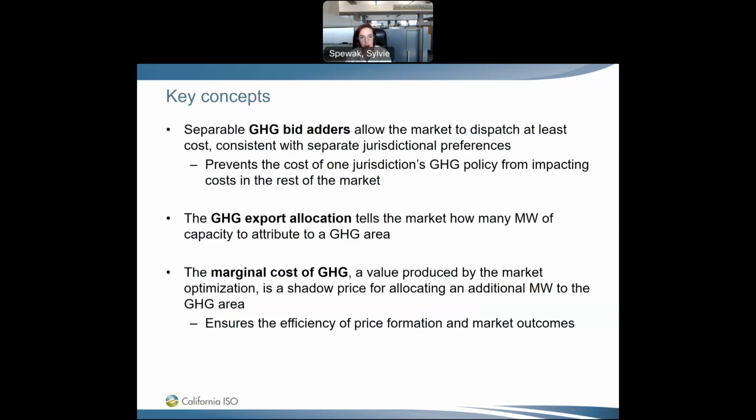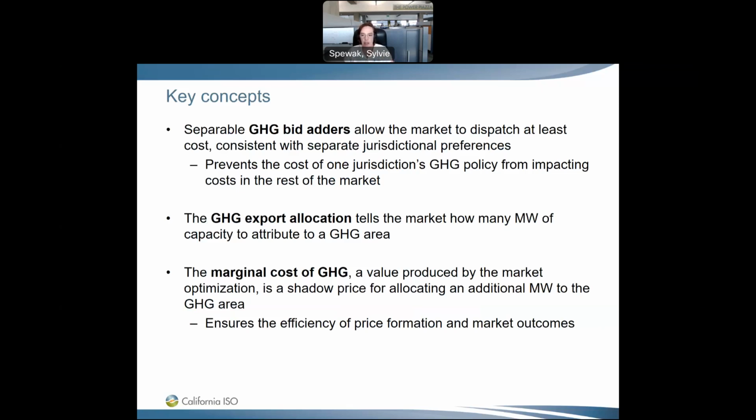The third key aspect here is the marginal cost of GHG. And this is a different concept from the marginal cost of compliance paid by resources. You'll recall that in the previous chapter, I made a distinction between a resource's bid price and a resource's marginal cost in order to create a convention where it's clear that when we say the marginal cost, what we mean is the shadow price of the power balance constraint.